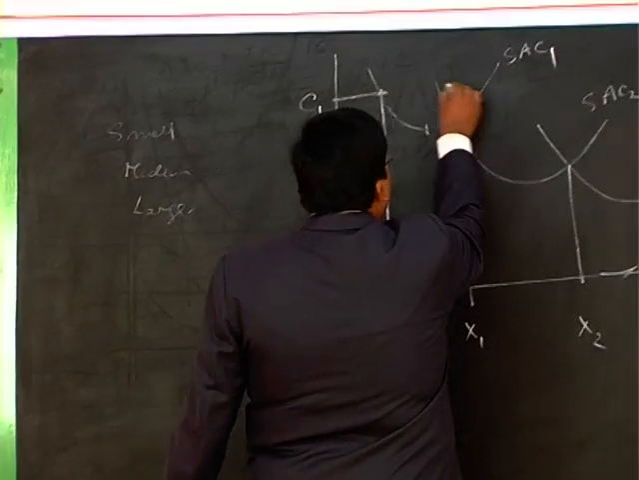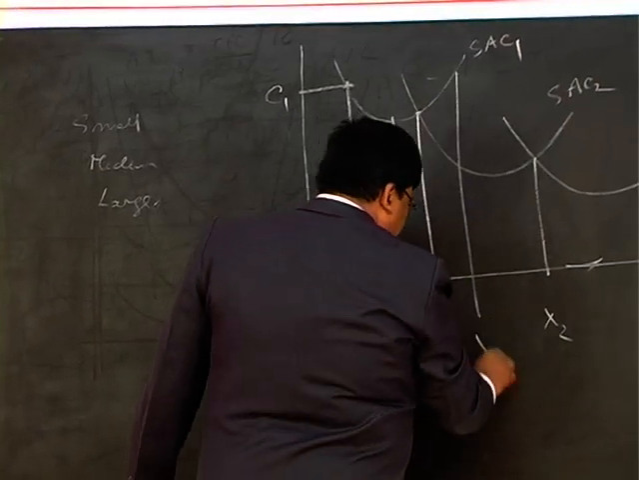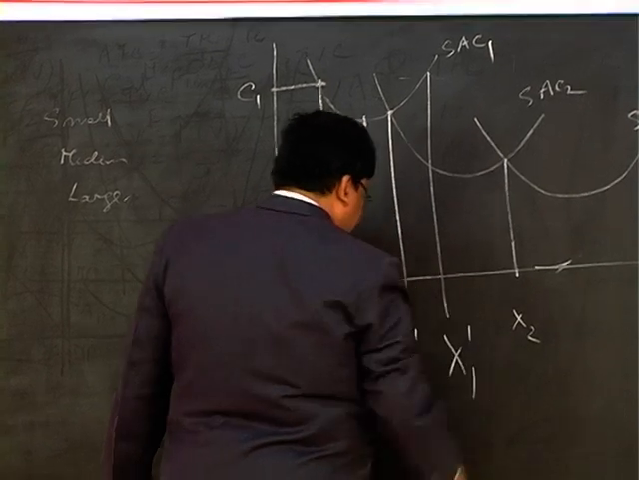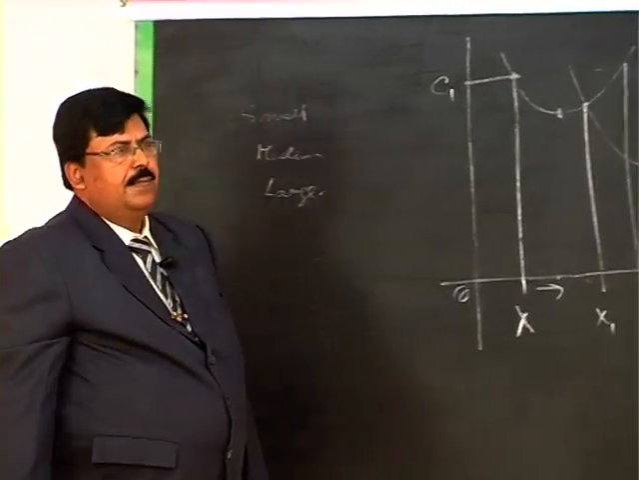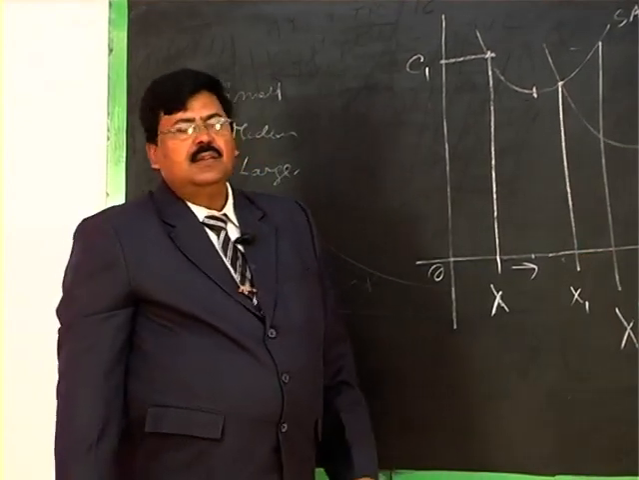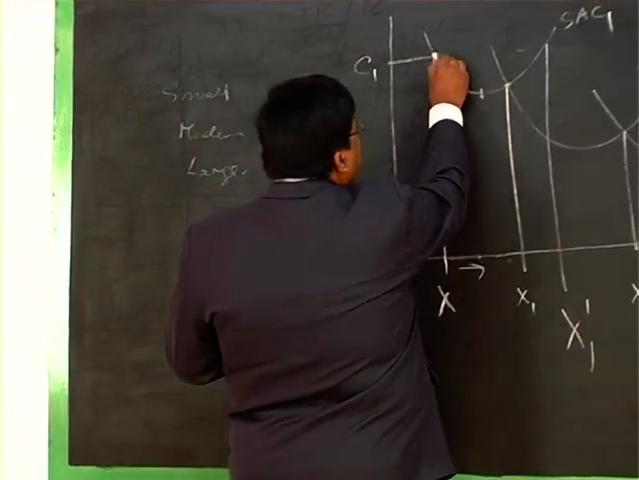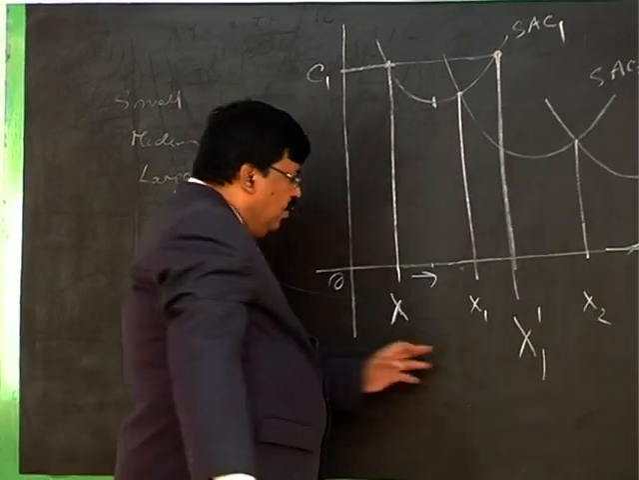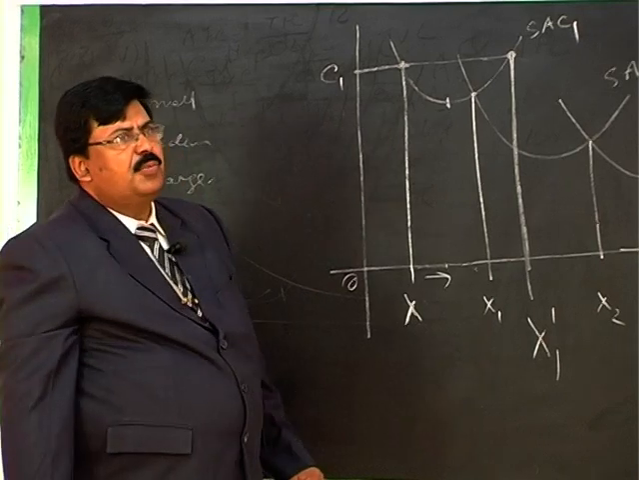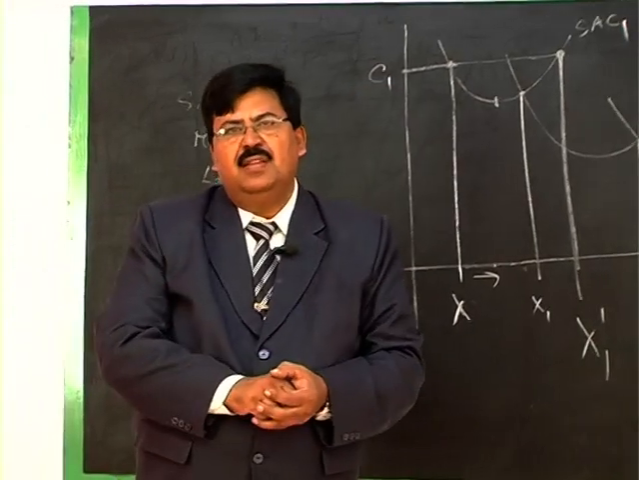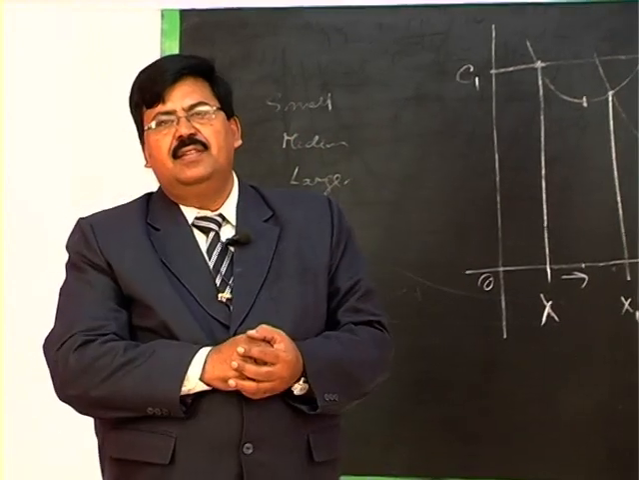Suppose the demand increases from OX to OX1 dash, imagine. Now he can do it with the same machine. In the short run he has no option. With the same machine he can produce OX1 dash units of output at the same rate of OC1 per unit. That's all he can do in the short run.